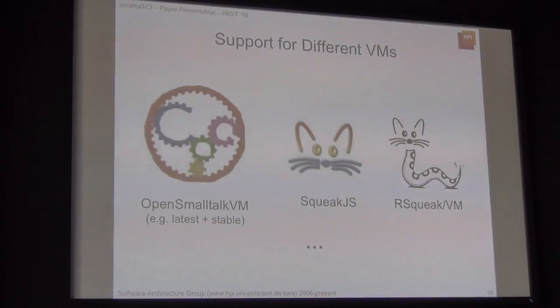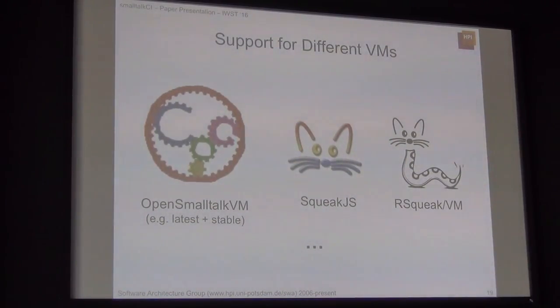So it would be cool to also have the ability to select certain Smalltalk VMs, like the latest Open Smalltalk VM or a stable Open Smalltalk VM, if this is important for your project. Or you can use experimental VMs like Squeak.js or AskSqueak. In fact, for AskSqueak, if you check this out on GitHub, it has a download link to an all-in-one bundle, and the all-in-one bundle is built using Smalltalk CI.